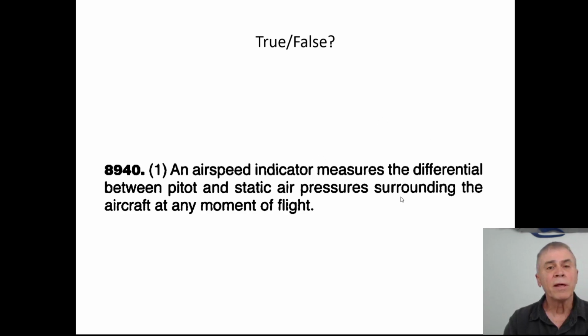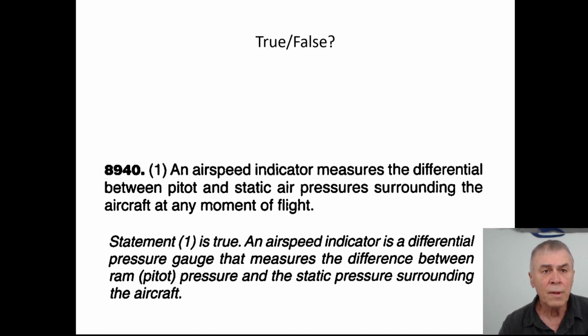Well, that's not it. Now that I think about that, I retract it, because the air that's going into it wouldn't be the same at a higher altitude because there's less air. So, roundabout, it is true. It's a differential pressure gauge that measures the difference between the ram air and the static air.